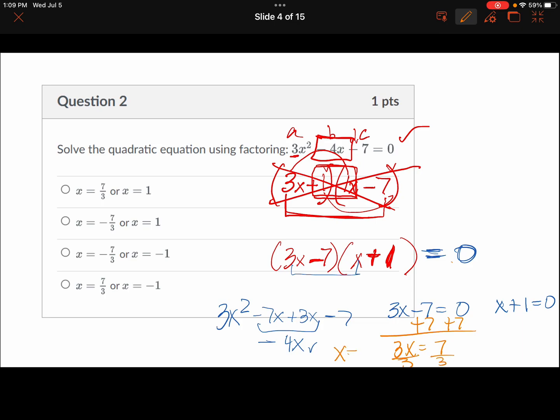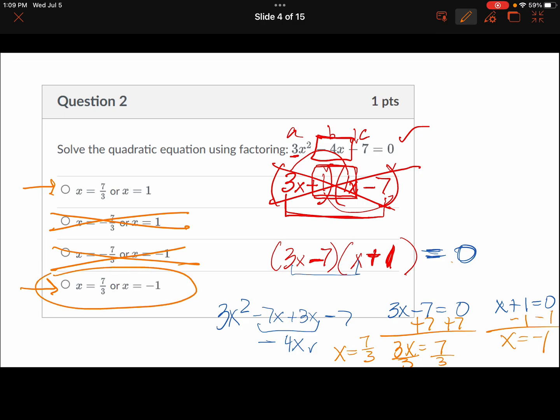X could be 7/3, and as you see over here, I've got a 7/3 here. It's not going to be negative 7/3, so I can cross those out. So it's got to be one of these answers, and then the question is is it positive 1 or negative 1? Well, when I solve this one, I get x equals negative 1, so I want the solution where x is 7/3 and x is negative 1.